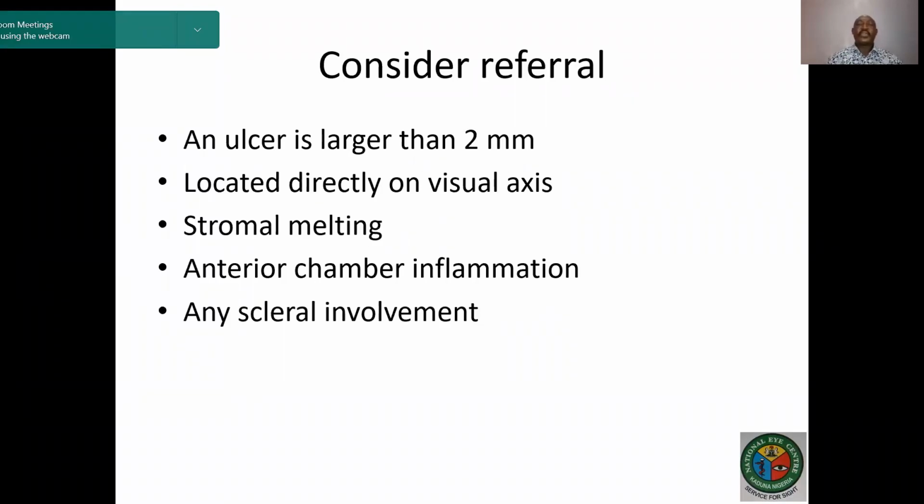Wherever you have anterior chamber inflammatory reactions, it's considered an indication for referral so that a second opinion and proper expertise advice can be given for such an ulcer. For any form of scleral involvement, that ulcer needs to be referred to a specialist where available. In fact, when you have scleral involvement, sometimes you even need an immunologist to co-manage with a cornea specialist.